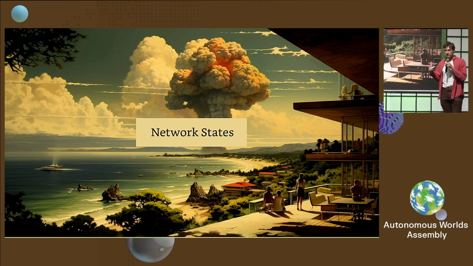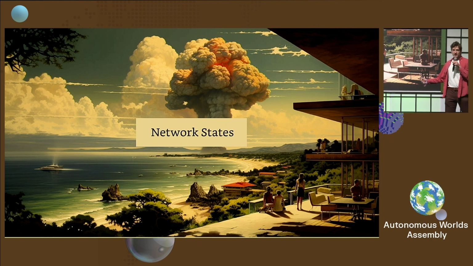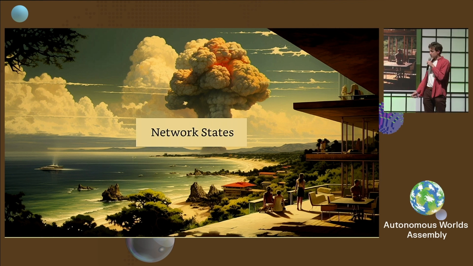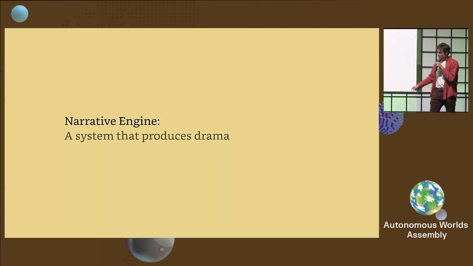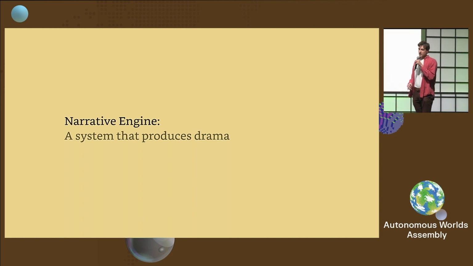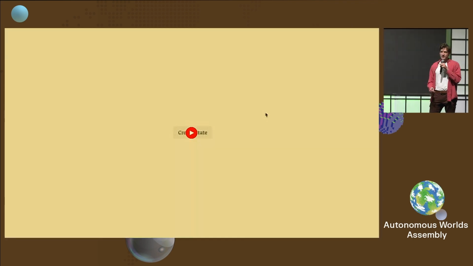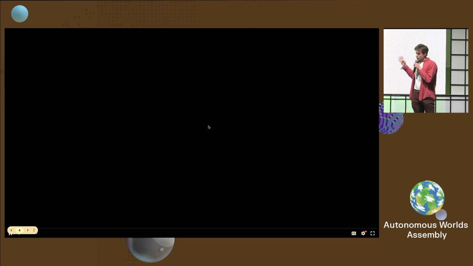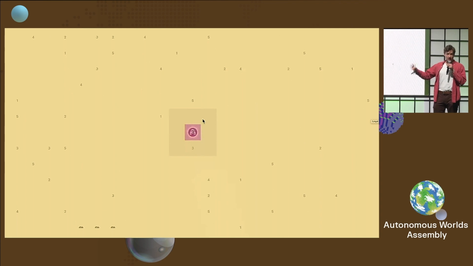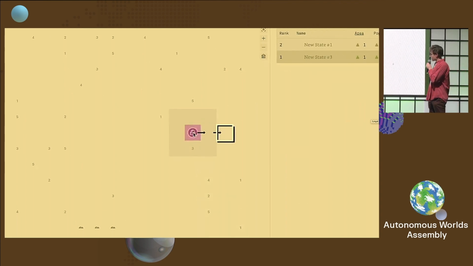Arthur and I in particular were interested in thinking about games as narrative engines. So how we define a narrative engine is it's a system that produces drama. And by drama, we mean tension, funny moments, and conflict that just arises from some rule set. And so we decided to use a really simple and basic set of rules that would kind of allow us to experiment. And so here's how the game works.